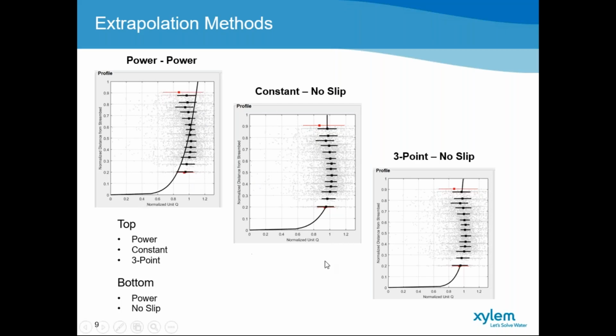And this just gives you an indication of the 3 different methods. A constant means that we are using the top cell and extrapolating that vertically to the water surface. A no slip is based on the assumption that the velocity at the boundary layer is 0. And then the 3-point no slip method, where again, no slip assumes the velocity at the boundary layer is 0, and we perform a linear extrapolation using the top 3 cells to the water surface itself.